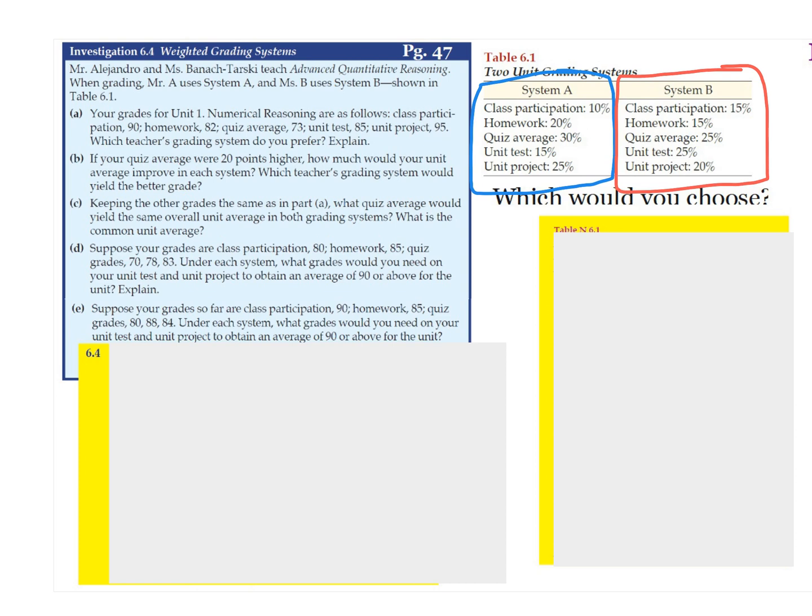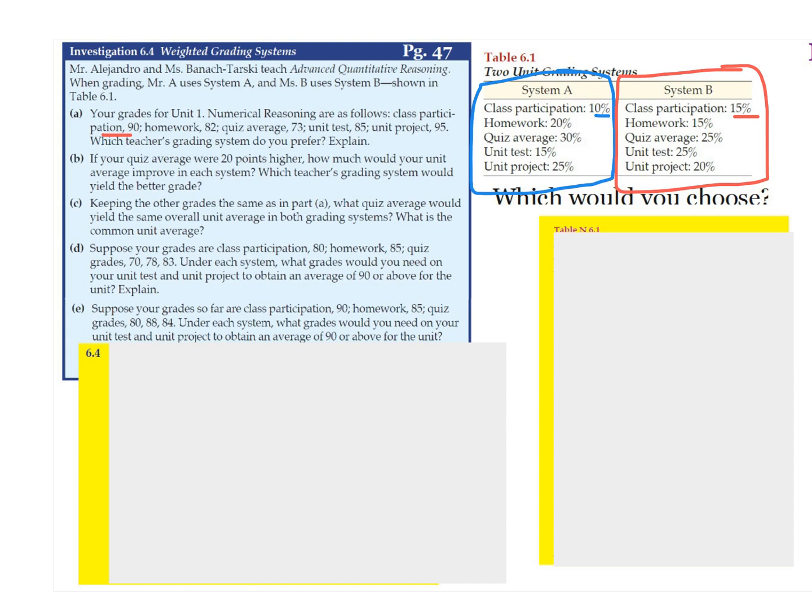So on this one, you're going to find out what your average would be based on each system, and then figure out which one would be the higher average. Again, they've got the averages already there for you, so the class participation grade is a 90, and that's in System A, it's at 10%, whereas in System B, it's 15%. So I would get your average using System A altogether, and then find out your average for System B, and then compare.